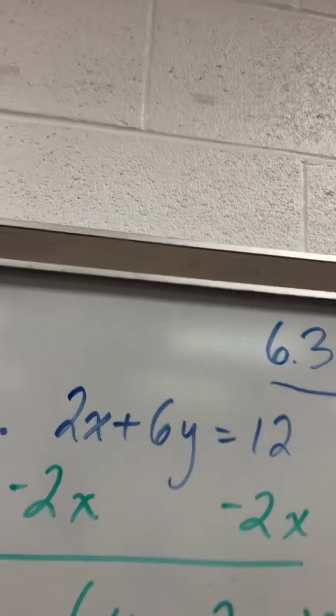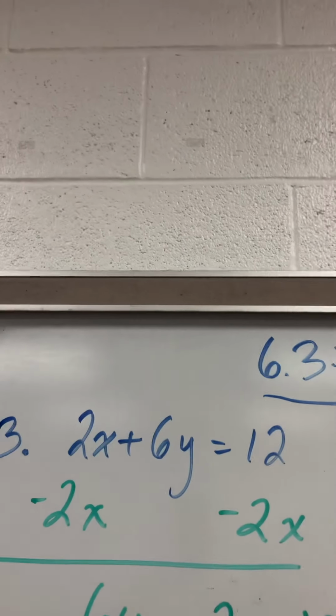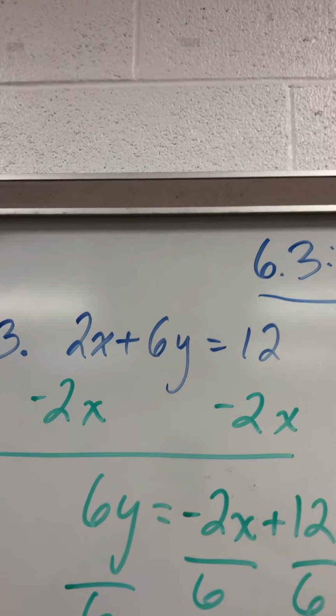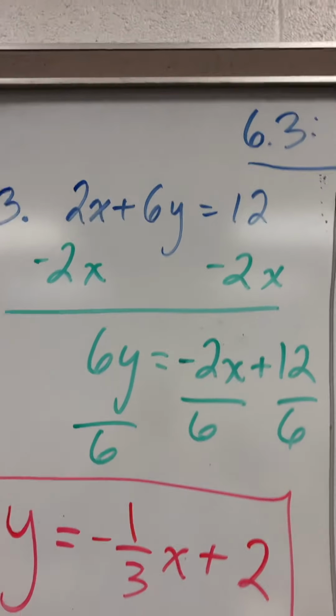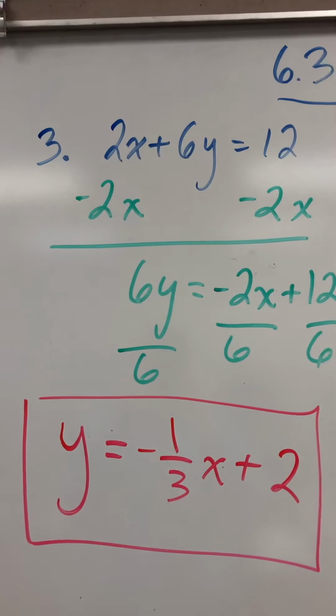Here the x term is first, minus 2x. 6y equals negative 2x plus 12. Divide 6. Y equals 1/3 x plus 2.